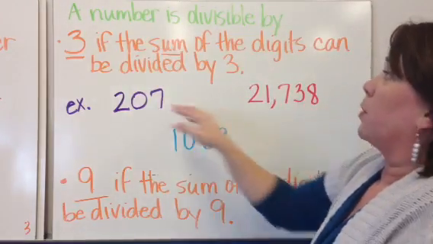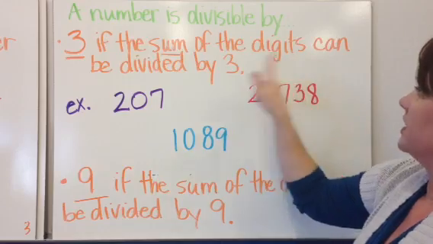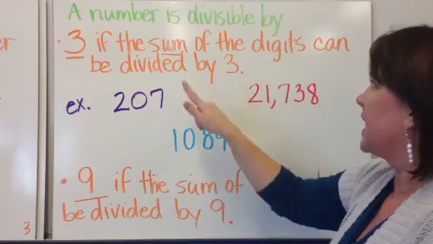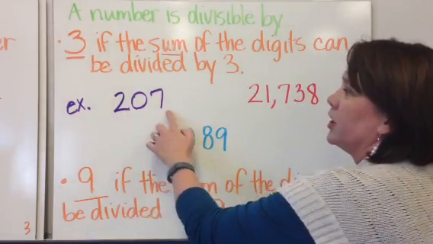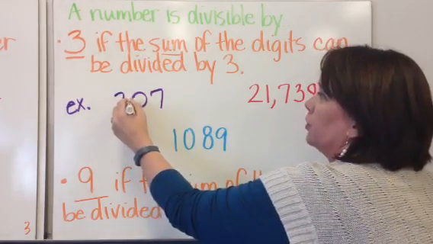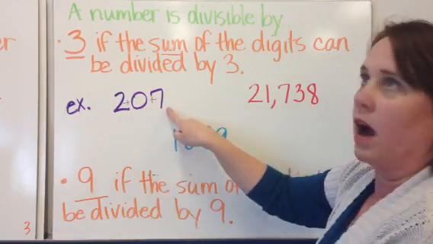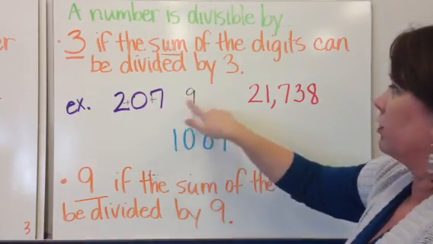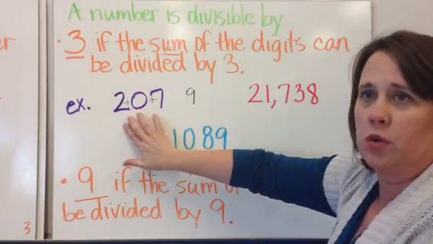A number is divisible by 3 if the sum of the digits can be divided by 3. Now, let me show you what I mean. That's a little different. The sum of the digits can be divided by 3. So I have 207. If I add those digits together, 2 plus 0 plus 7, I get 9. So the sum of those digits is 9. Does 3 go into 9? Yes. So 3 goes into 207.